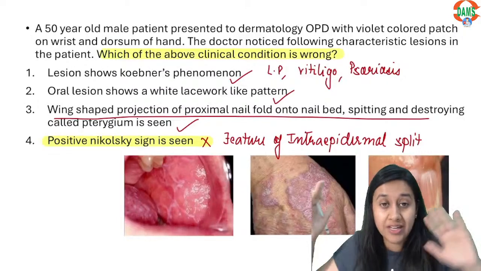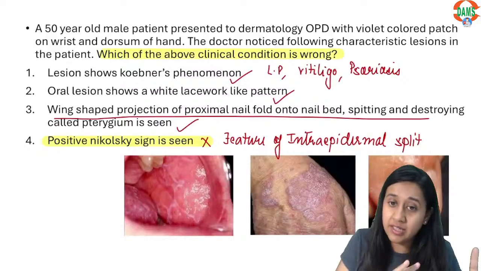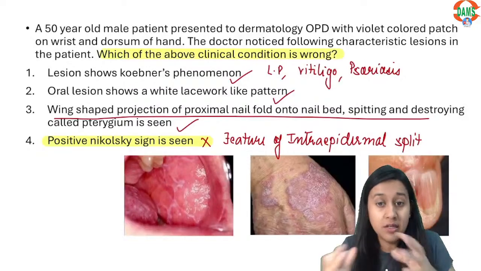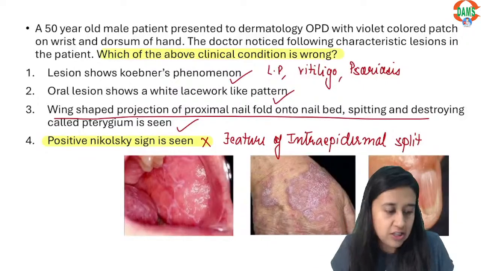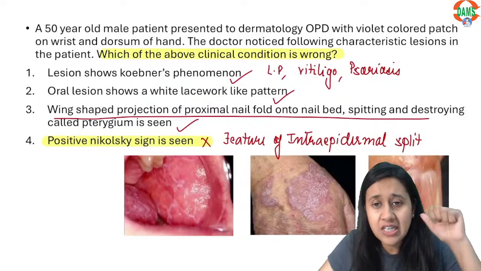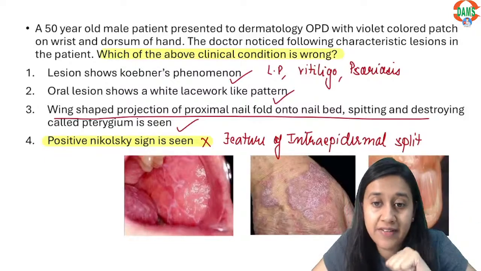So please remember, you can get these type of questions. The clinical picture is given. They have given you some options, and you have to find out what can be the incorrect statement related to this condition. Can you tell me, if you have to describe the lesion of lichen planus?